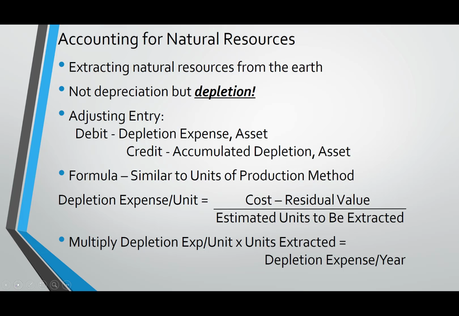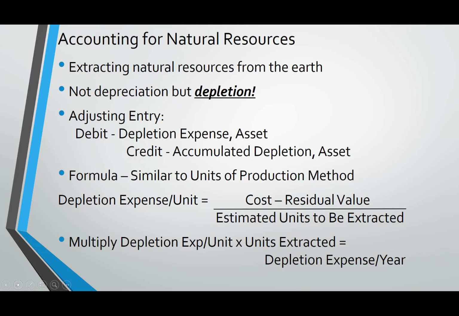Again, the formula here will be similar to the units of production method we just saw. The way we do this is we get a depletion expense per unit by taking the cost minus residual value divided by estimated units to be extracted, and then we multiply our depletion expense per unit times the number of units extracted for the year, and that would give us our depletion expense for the year.